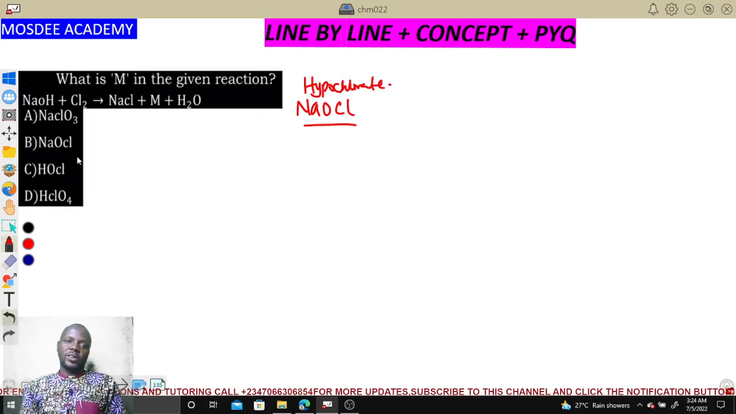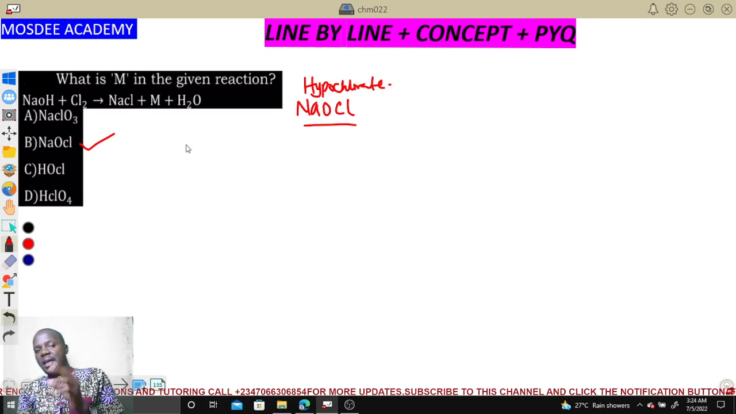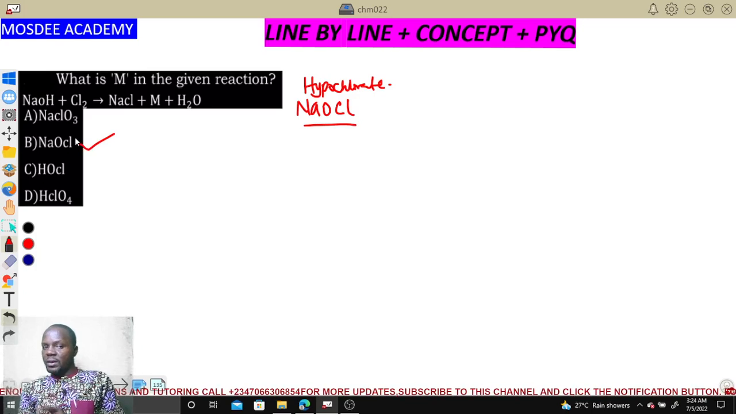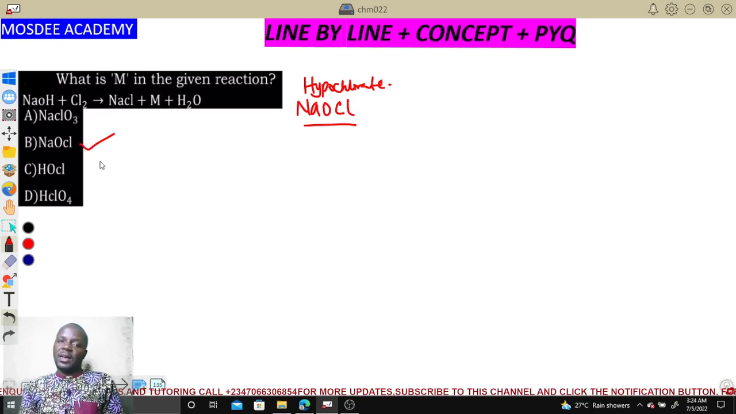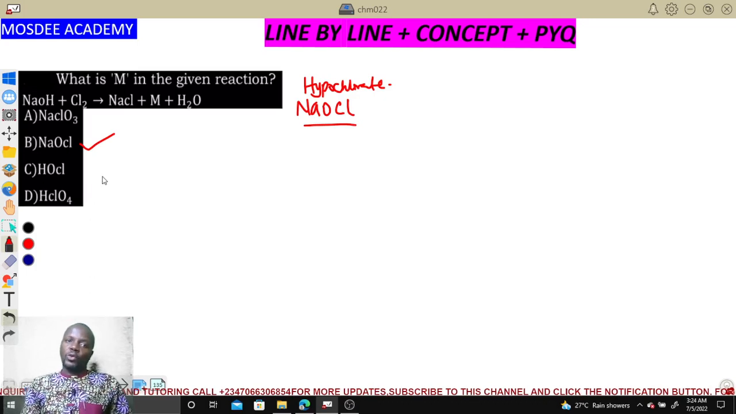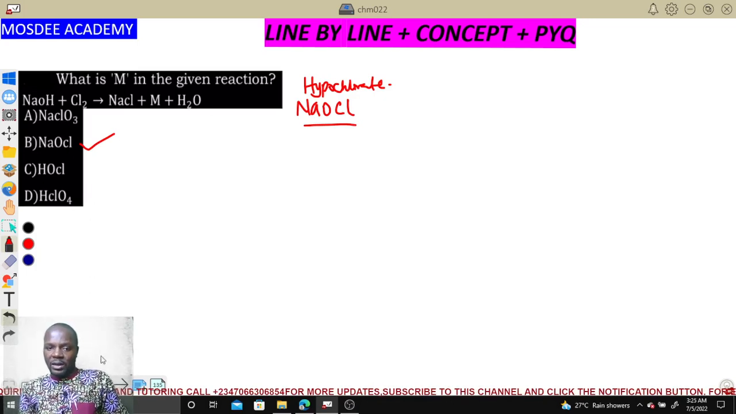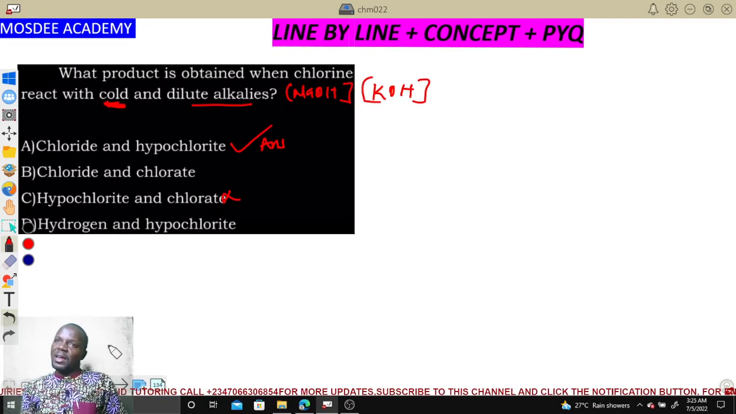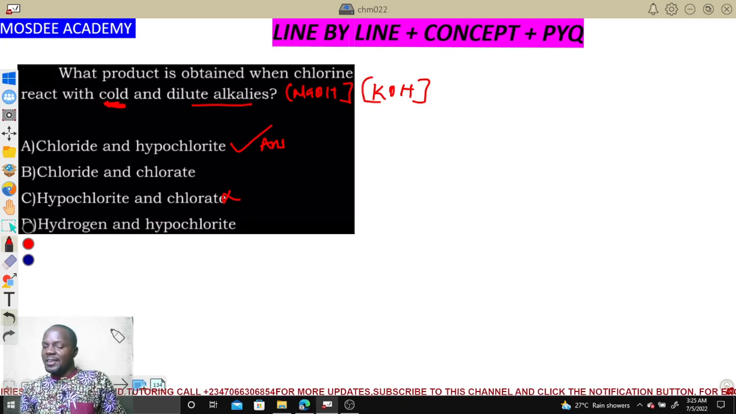So which is this. If it is the other one, it will give you NaClO3 plus NaCl, plus your salt and your water. So that is how we do it. So please be careful, and that is chlorate. NaClO3 is called chlorate, not NaOCl3. It is NaClO3.